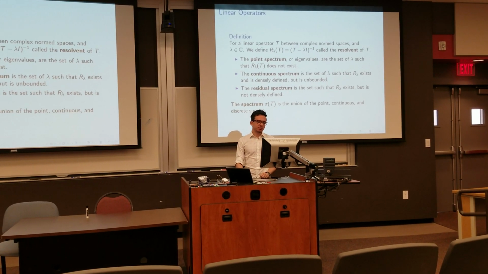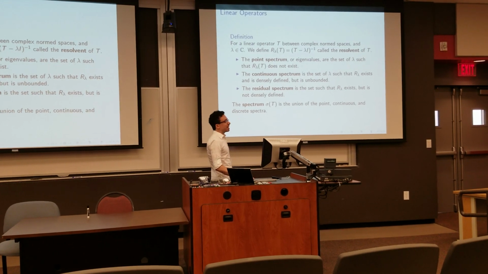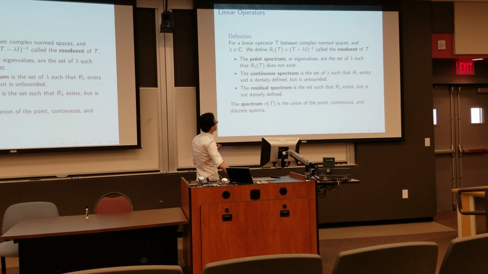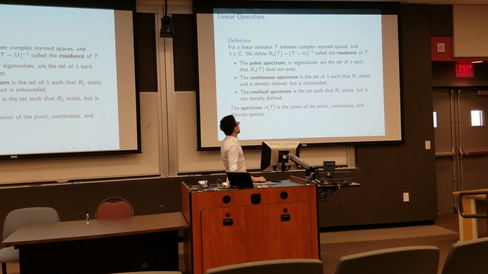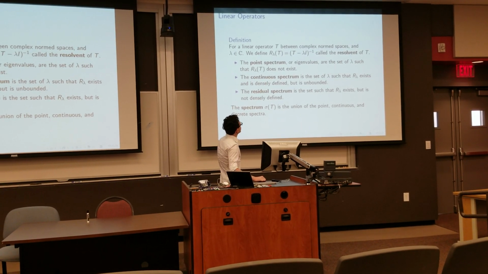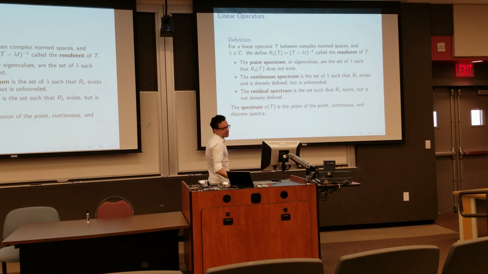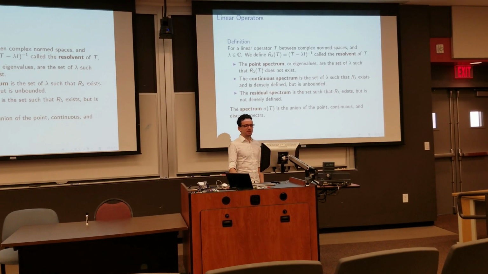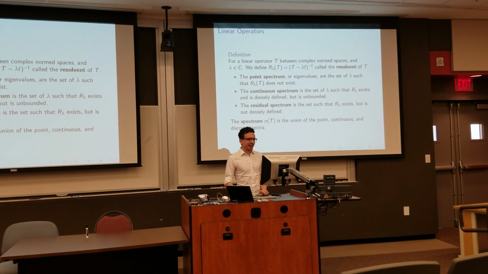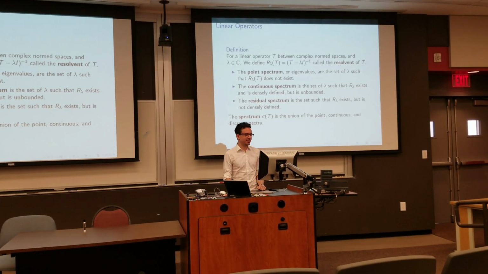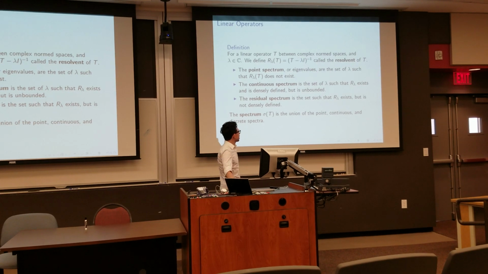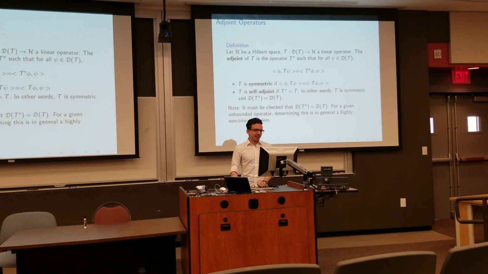The continuous spectrum is the set of lambda such that the resolvent exists and is defined densely in our space, but it's unbounded. That's an important case for lambda. And then there's the residual spectrum, but I don't know if anybody really cares about that. I don't. So the spectrum is the union of these three spectra. That's the spectrum of an operator.